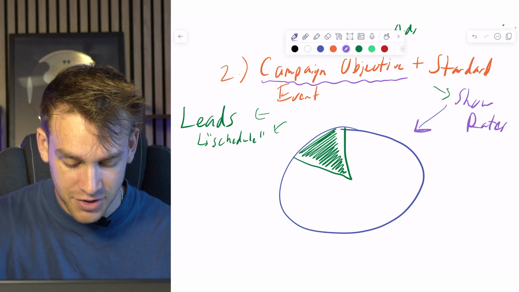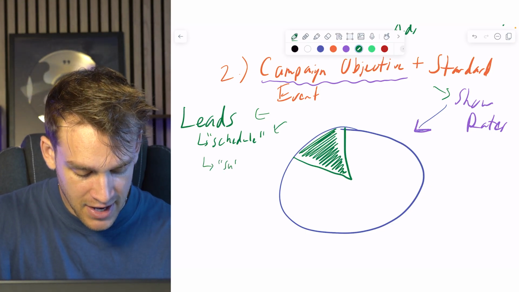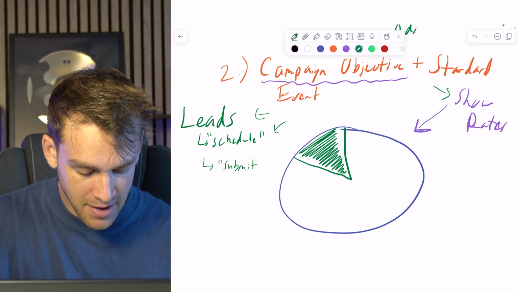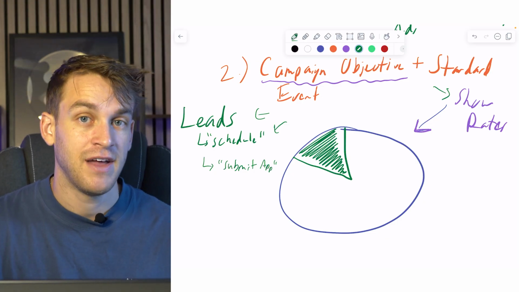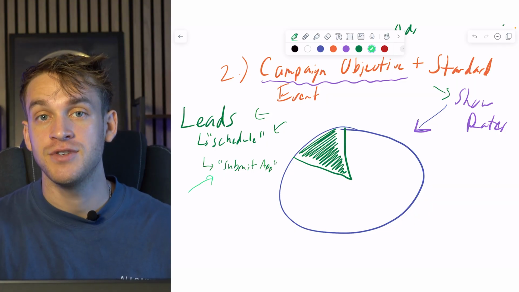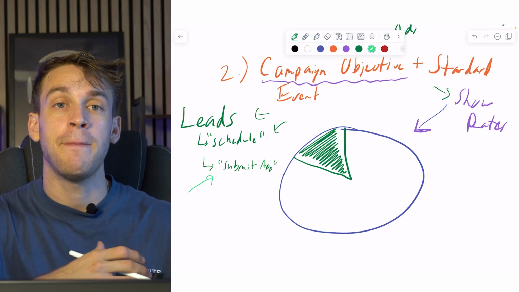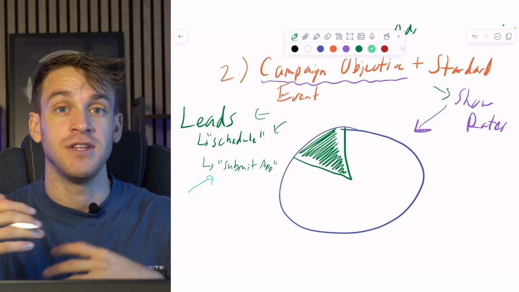Now, what we could do also is we could optimize around something like submit application, which is still a bottom of funnel standard event that is high quality. Now, some people, because each profile is different and Meta knows this, there are different profiles that essentially are more apt to opt in around different funnel types and different standard event types.